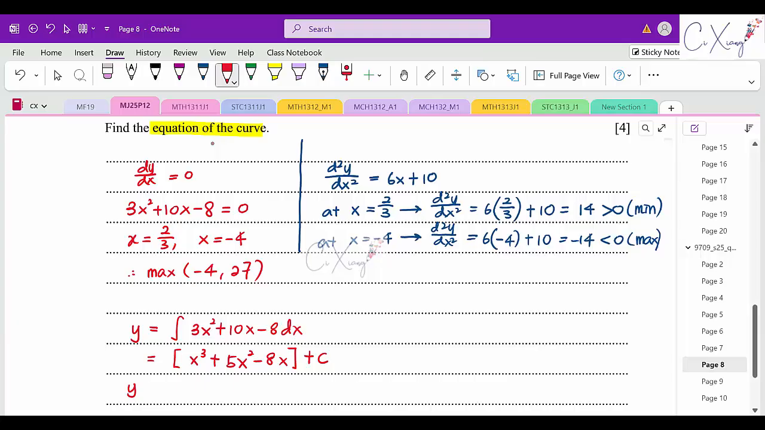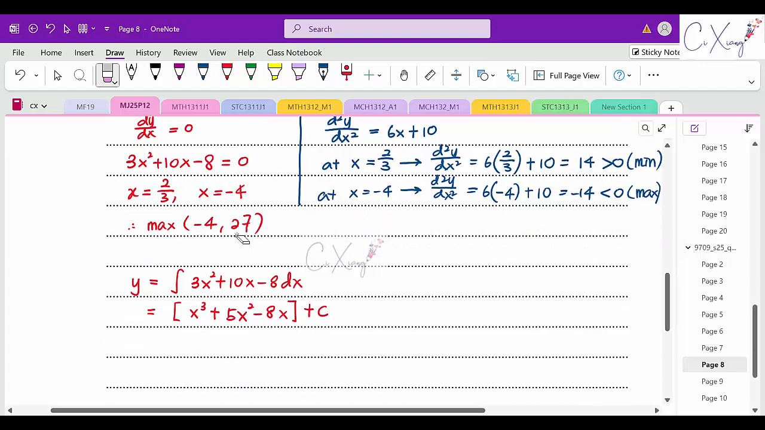And now I have to decide what's the value for the c. So to decide the value of the c, I have to use a point passing through the curve, which is the maximum point that we found out just now. Substitute y equals 27. Substitute the x as -4.